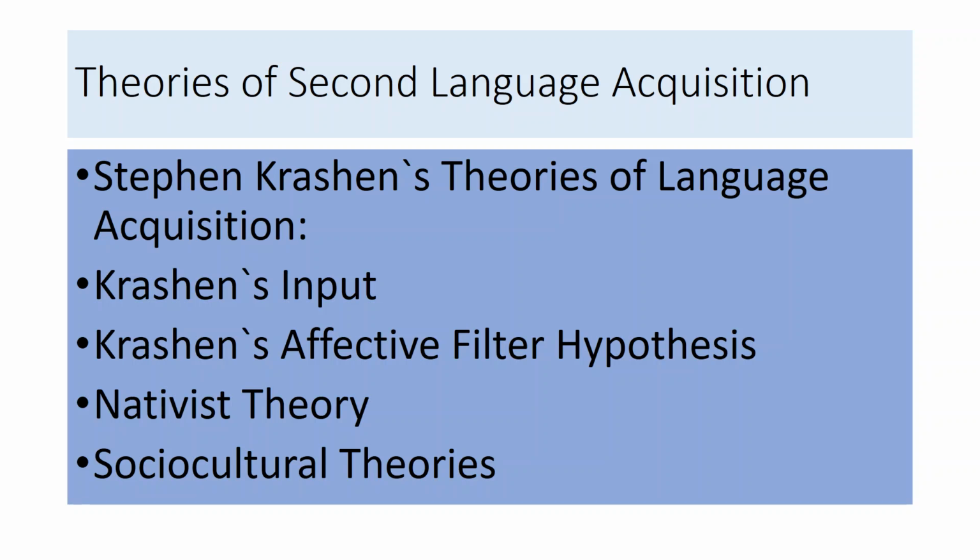Sociocultural theories. In the 1990s, a number of new theories appeared in this field of study, such as Michael Long's interaction hypothesis, Merrill Swain's output hypothesis, and Richard Schmidt's noticing hypothesis, as well as the introduction of sociocultural theory, an approach which looks at second language acquisition in terms of the social environment of the learner.